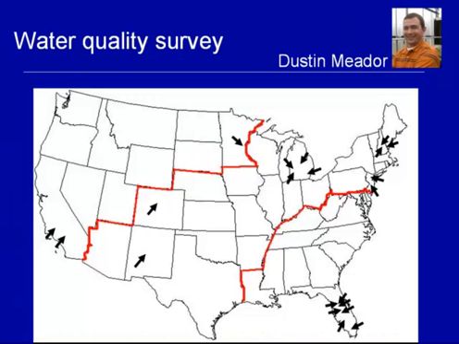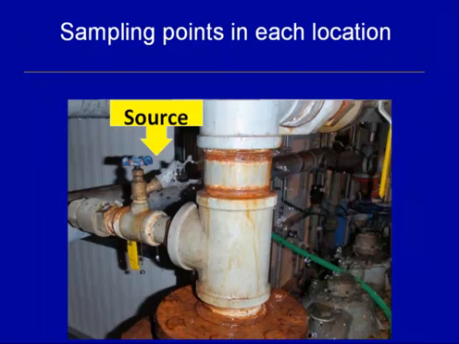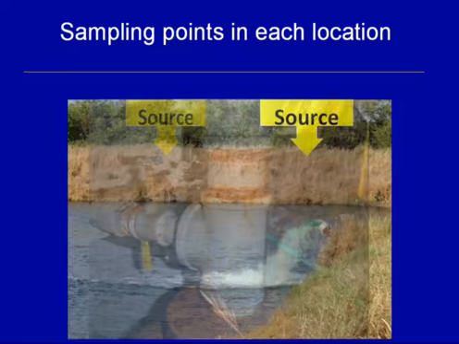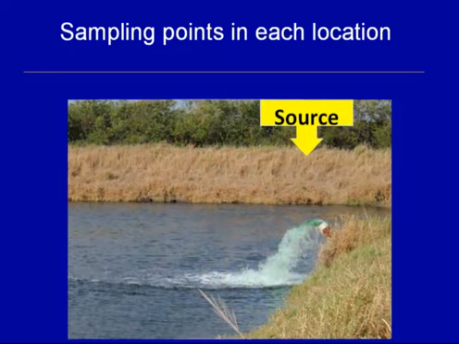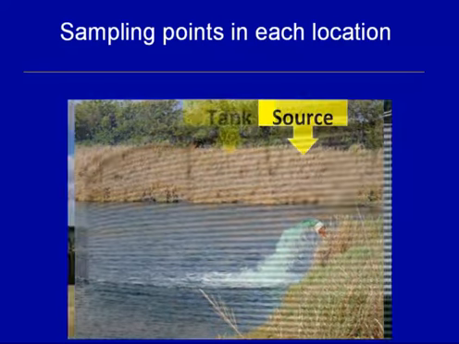Here's some example data. This is work that was done by Dustin Metter, who's a PhD student here at University of Florida. The arrows point to different sampling points where we took water samples from different nurseries around the United States, and Dustin sampled at different places in the nursery. The reason that I want to show you this is these would be similar types of sampling points that would be useful for you. The source water, as close as possible to where that water is entering into your operation, whether it's a tap or a pond.